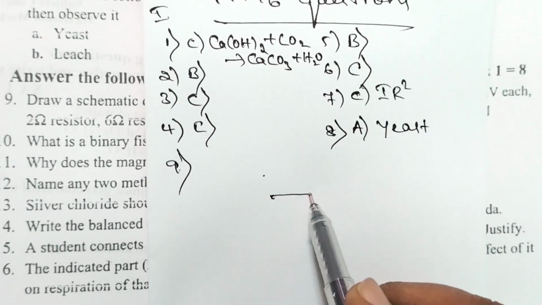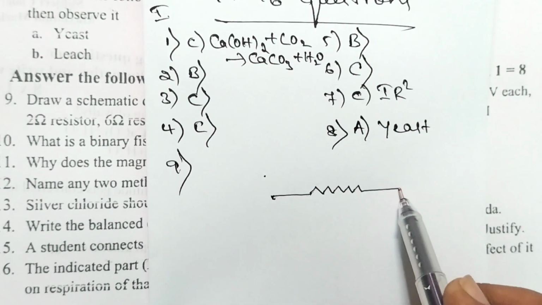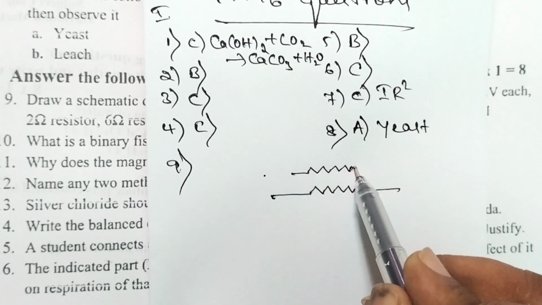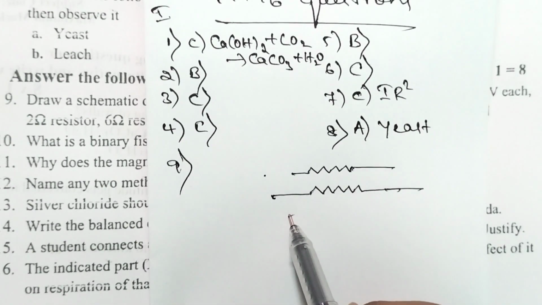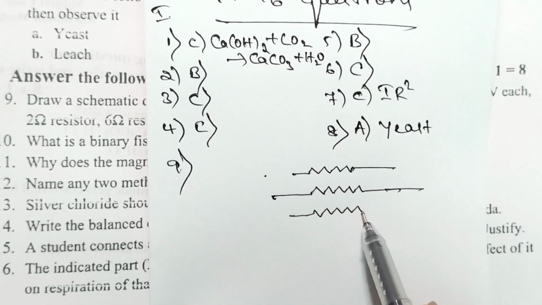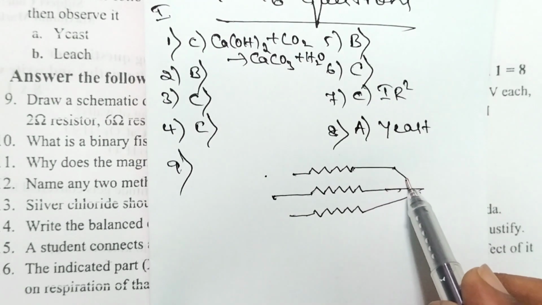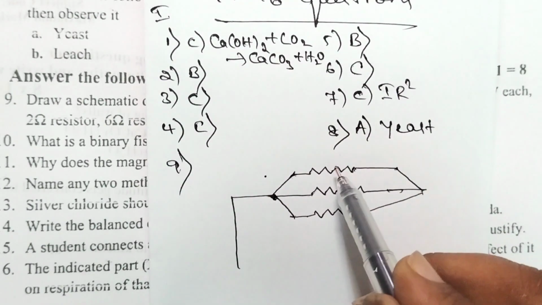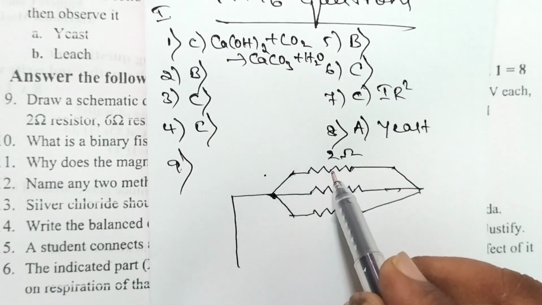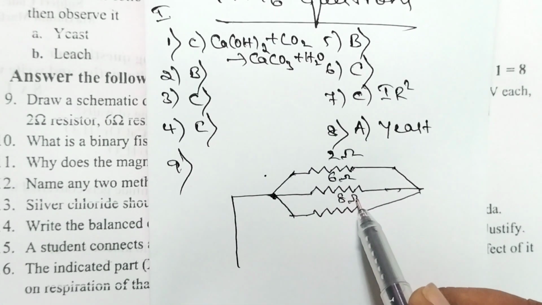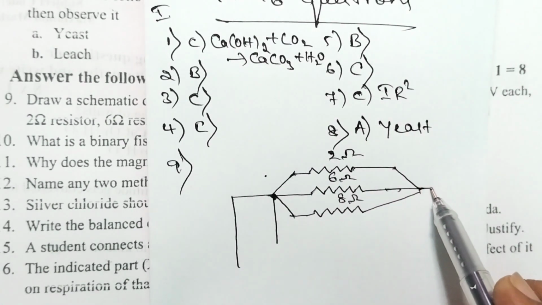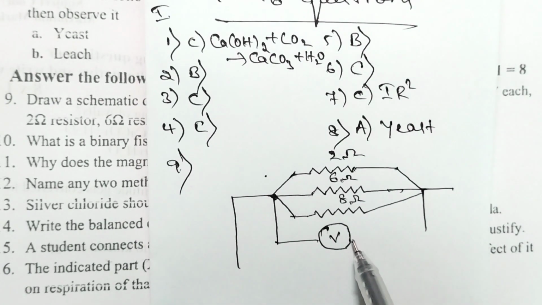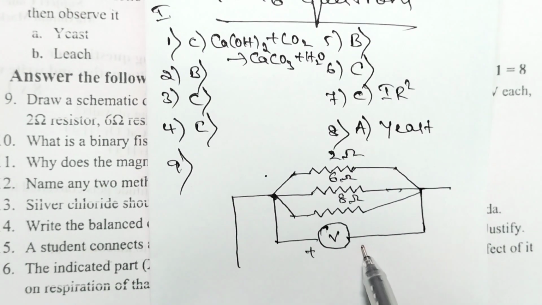So first let us draw 3 resistors. All the 3 resistors are connected in parallel. So it is parallel connection. So here this is 2 ohm, this is 6 ohm, and this is 8 ohm resistor. So in parallel we have to connect the voltmeter. Voltmeter is connected in parallel.